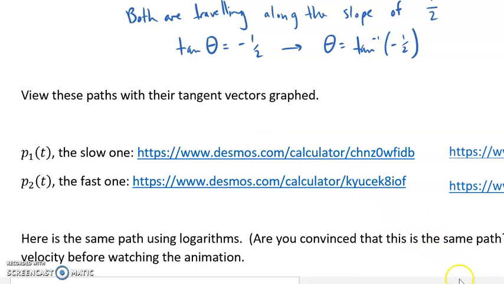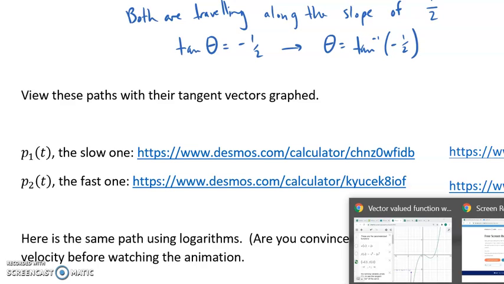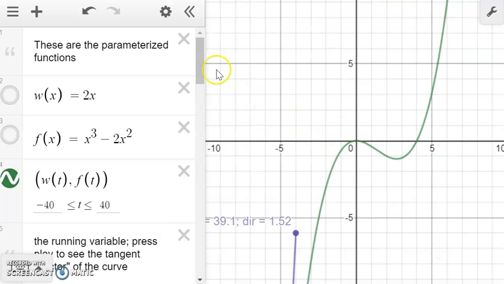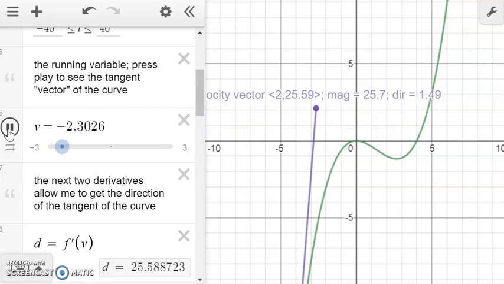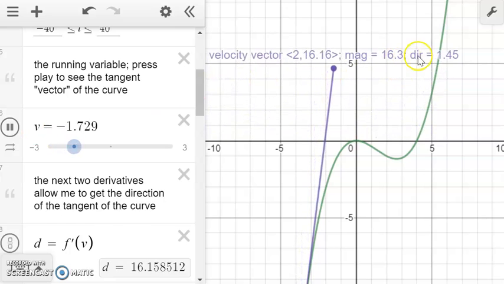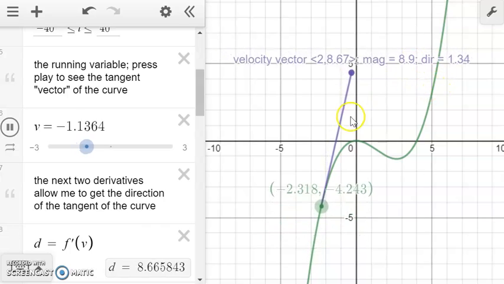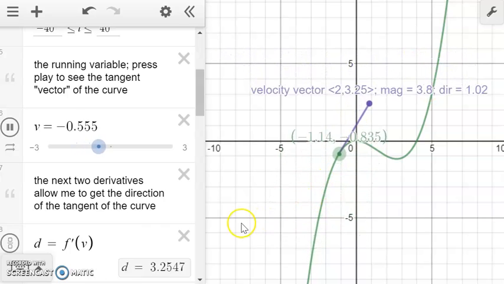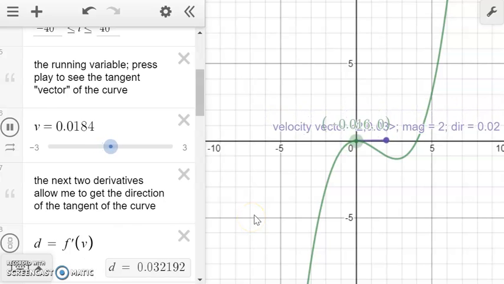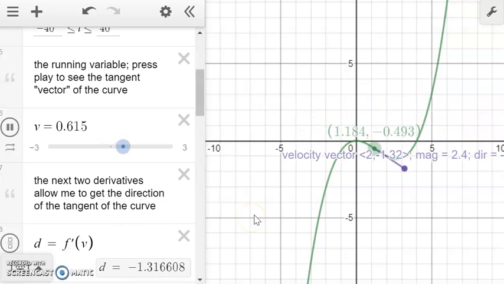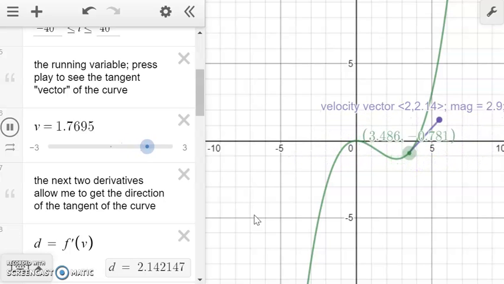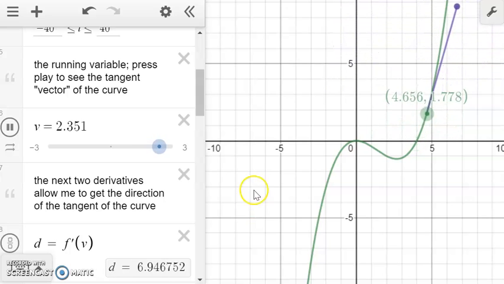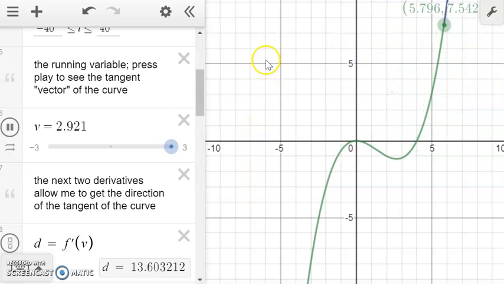Their velocity vectors are going to be tangent to the curve, so you can type those in, or you can just follow along here. And when I push play on this one, we can watch as our velocity vector changes in magnitude and direction. Notice that the magnitude is shrinking because it's slowing down. And the direction is changing because the direction of the path is changing. It shouldn't be surprising that the direction of the path is the line tangent to the path. That's what it means.